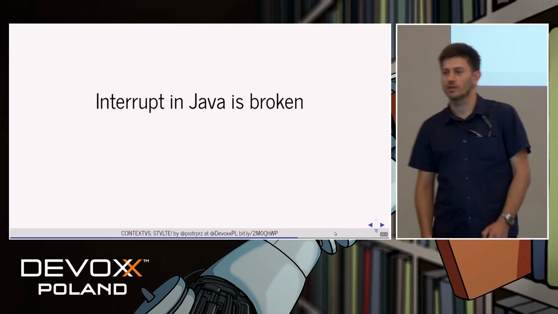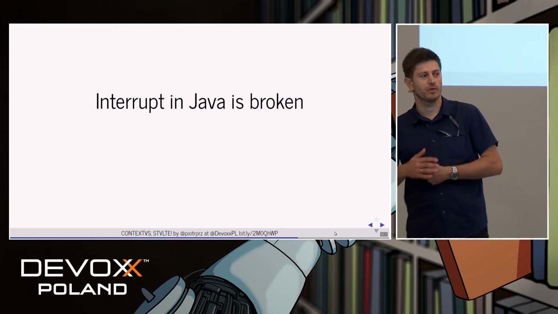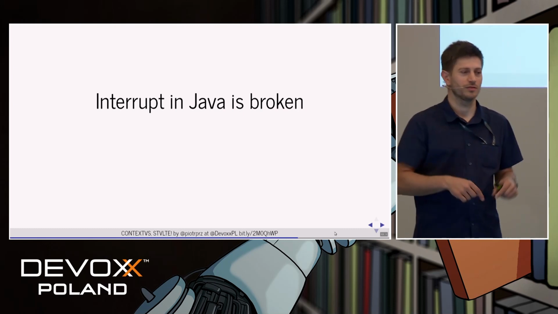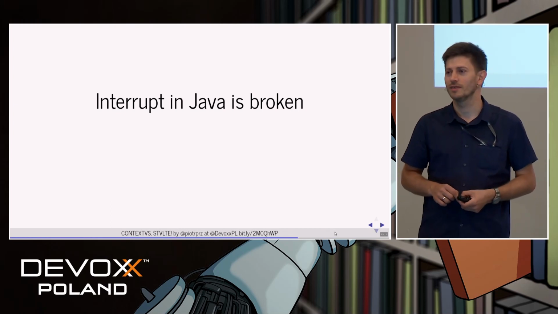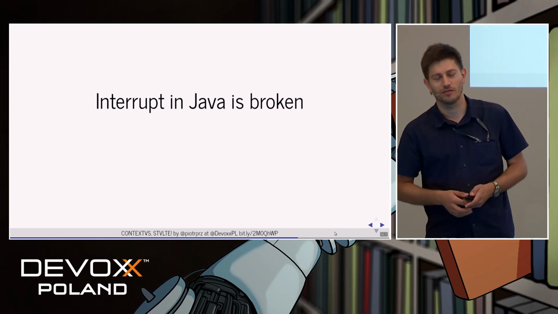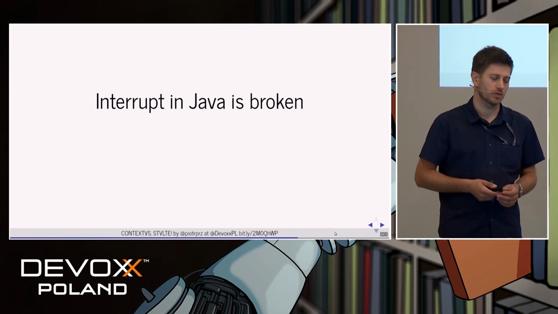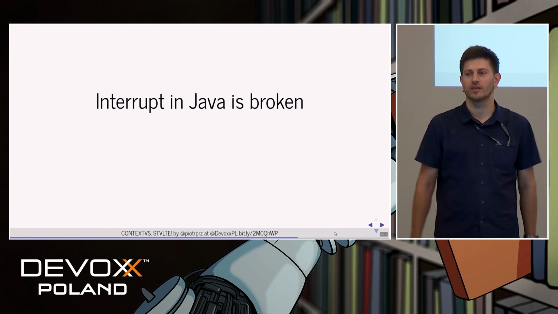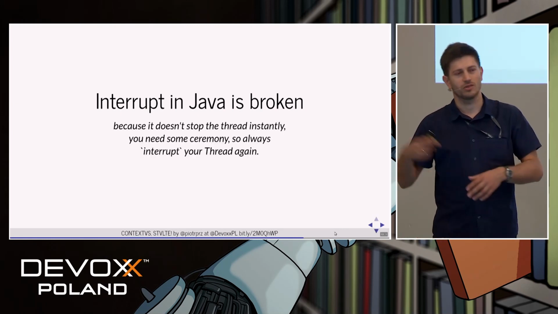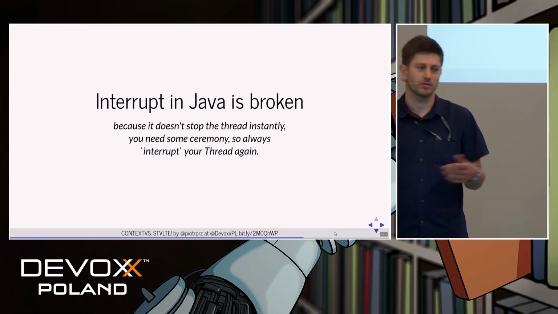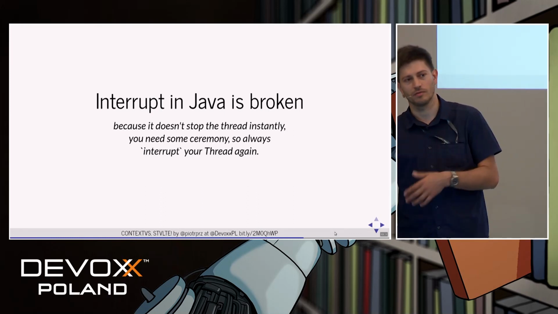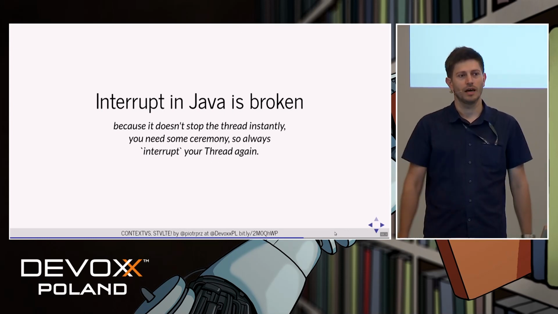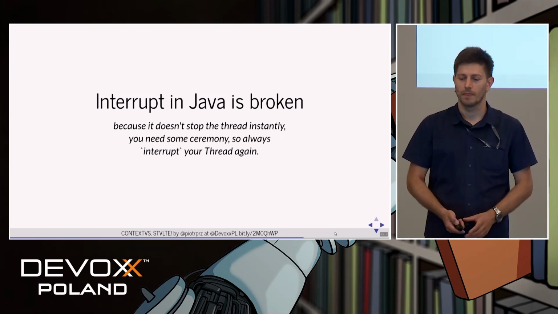Interrupt in Java is broken. Every 2 or 3 years when I go to a conference, there's a talk about threading in Java. This happens to DevOps this year as well. And very often I hear during these talks or during various talks amongst developers that interrupt in Java is broken. That it doesn't stop the thread instantly, that you have to set the interrupt flag or rethrow something, blah, blah, blah, yada, yada, yada. Interrupt in Java is broken. I have heard it too many times, I think.